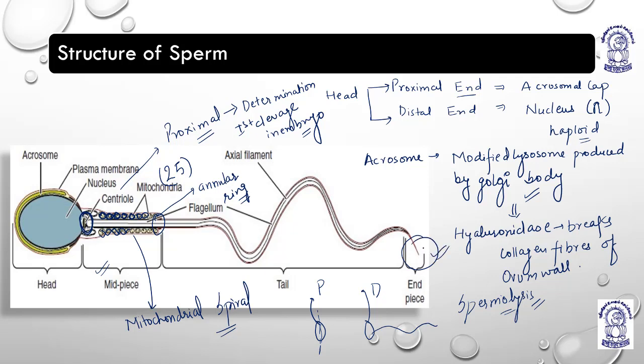This is known as what? End piece, right? This axial filament shows a pattern of 9+2 microfilaments. Okay, in class 11th, I think you have studied this structure, where triplets are arranged. Okay, 9 triplets are arranged in a fashion, when we study about the centrosome or the centriole. Okay, so sorry.